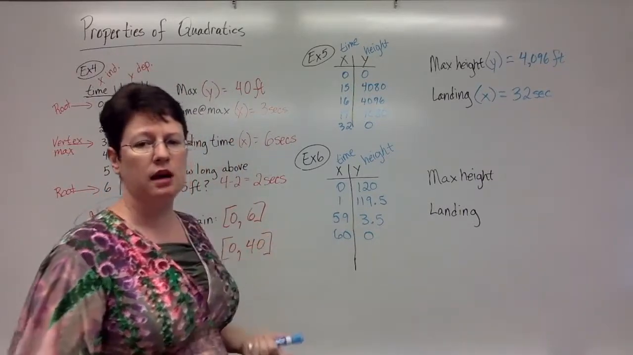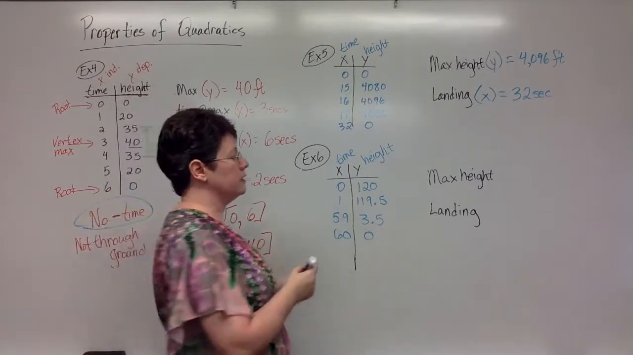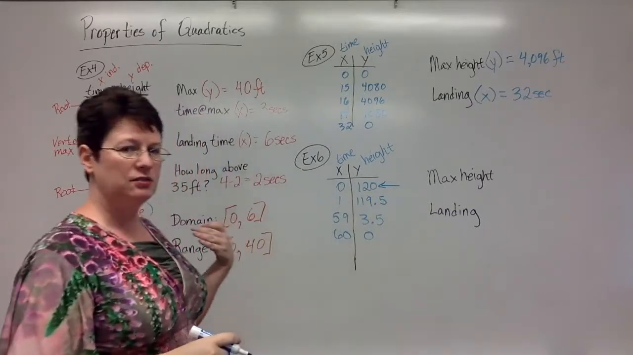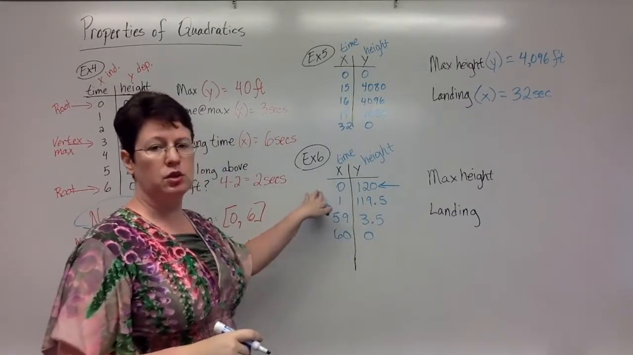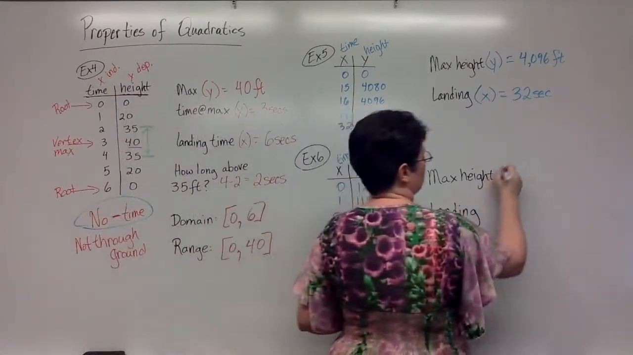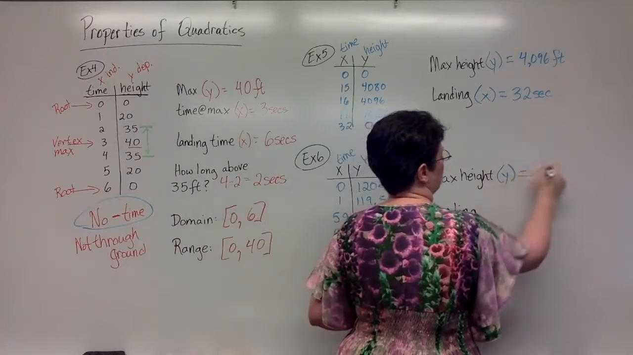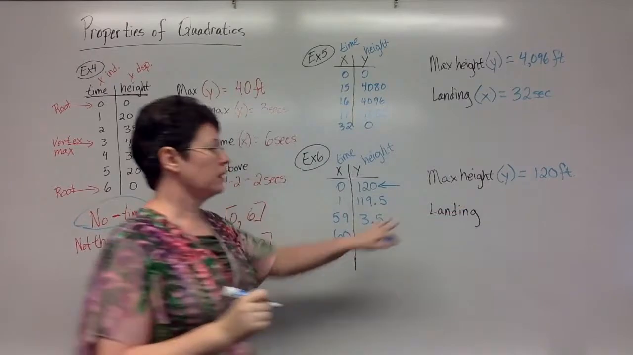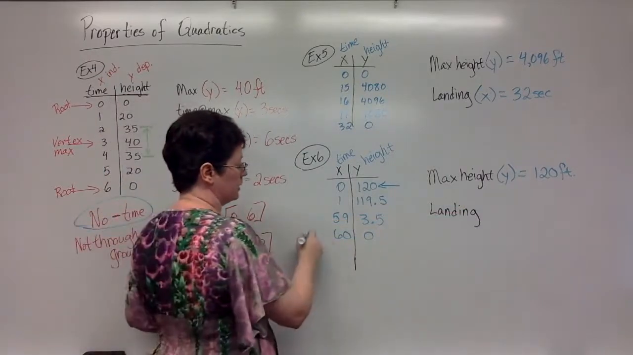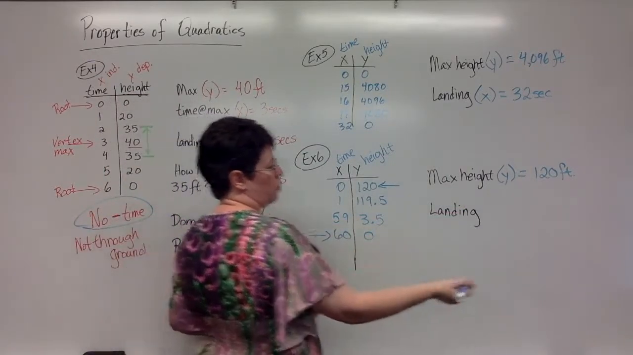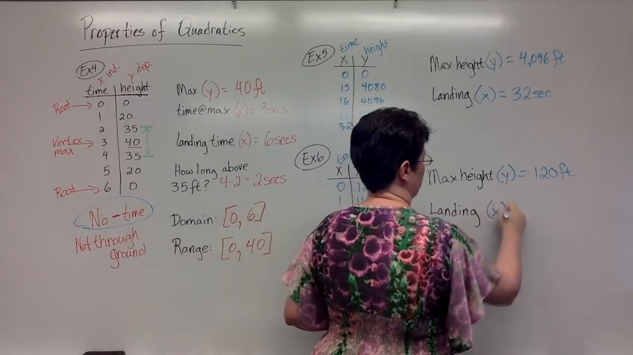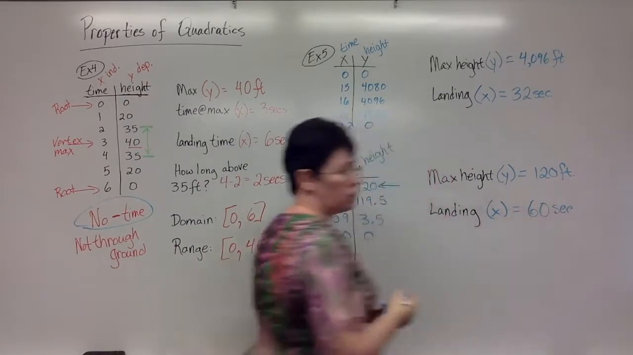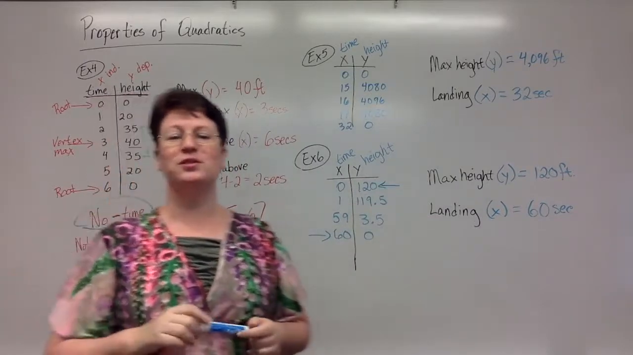So what was the max height? Yeah, it's at the very start. Now, even if it went higher in negative time, remember, we still start with 0. So my max height, which is my y value, is 120 feet. My landing in seconds is where the y is 0, and x is going to be 60 seconds. So that water slide lasted a full 60 seconds.